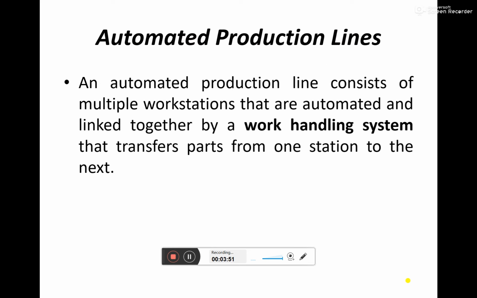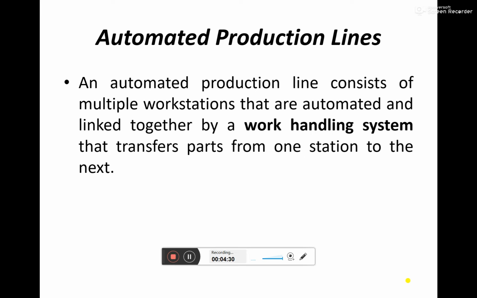Coming to today's topic, the automated production line. A production line consists of different stations, multiple workstations. The workstations are automated and linked together by a work handling system that transfers parts from one station to the next station.